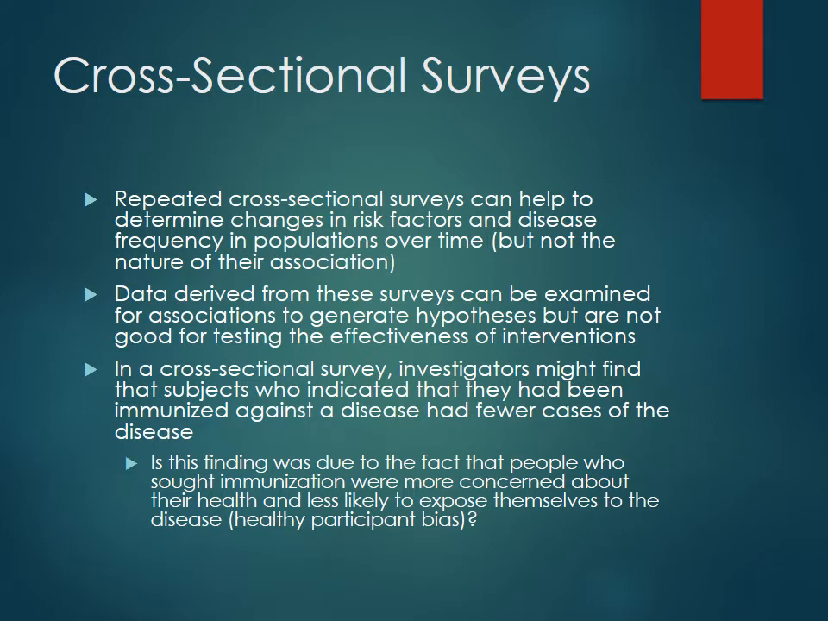In a cross-sectional survey, investigators might find that subjects who indicated they had been immunized against a disease had fewer cases of the disease. Was this finding due to the fact that people who sought immunization were more concerned about their health and less likely to expose themselves to disease? So there can be some biases there. People who are more concerned about the disease are going to do more to avoid it or to prevent it. So keep in mind some of these biases that can creep up in these types of surveys.